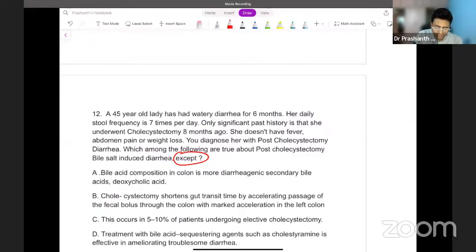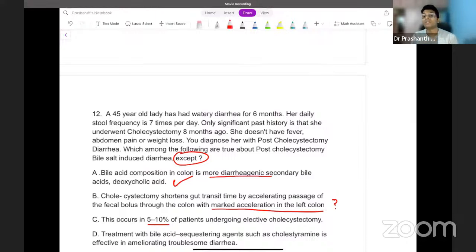Now, option A: the bile acid composition in the colon is more diarrheagenic, with secondary bile acid, deoxycholic acid, which is true. Option B: cholecystectomy shortens the gut transit time by accelerating fecal load through the colon, with marked acceleration of the left colon, which may be right, but I'll tell you why should the left colon get activated, because the gallbladder is present on the right side, and removing that should probably trigger the right side. So that's just a hypothesis. Option C: this occurs in 5 to 10% of patients undergoing cholecystectomy, which is well said.